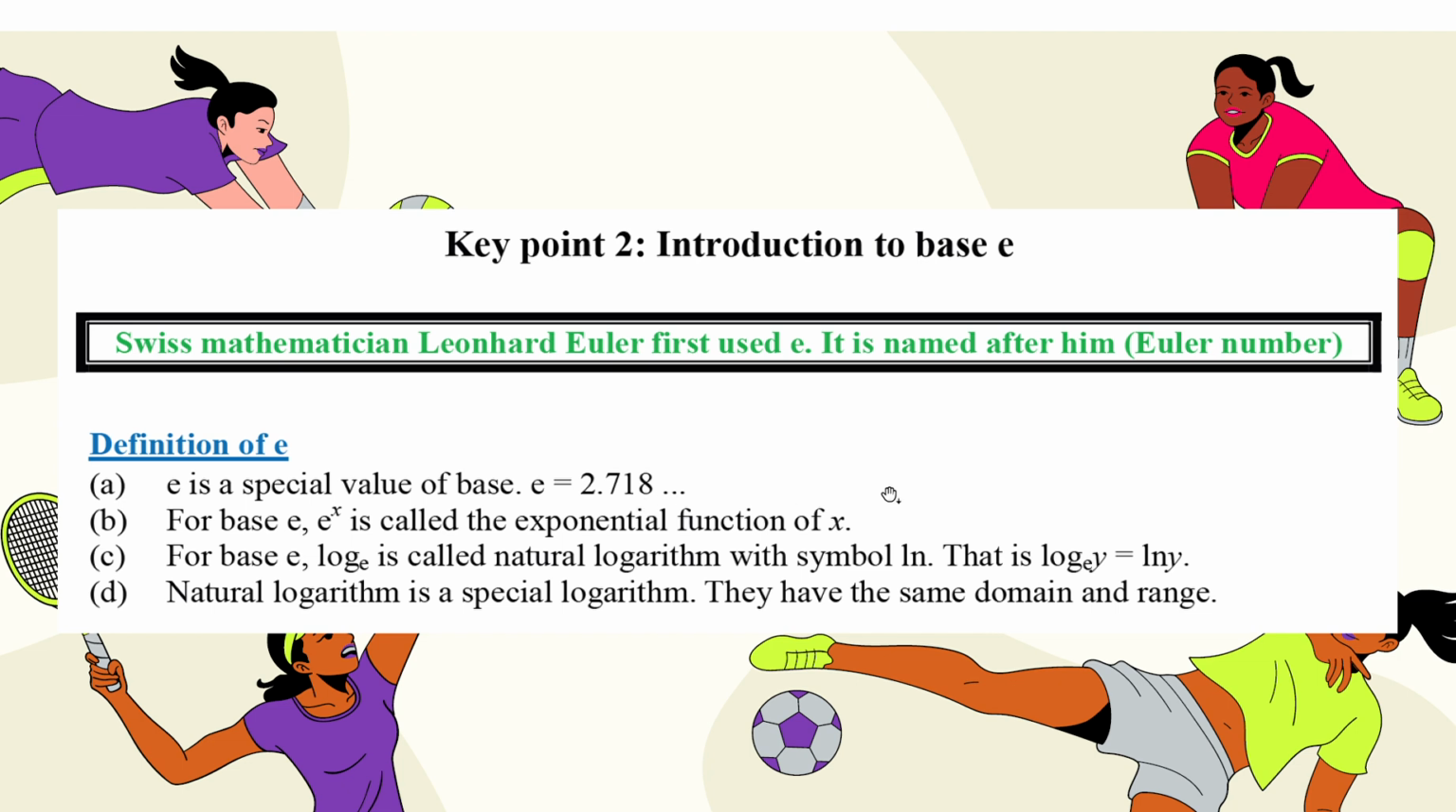For a base e, e^x we call an exponential function. If, on the contrary, we want to find the exponent x to the base e, we call it log e, a natural logarithm. Natural logarithm has the symbol ln, which sometimes we pronounce as 'lawn'. So log y to the base e is ln y. Natural logarithm is a special logarithm, but still a logarithm, with the same domain, 0 to infinity, and the same range, negative infinity to positive infinity.